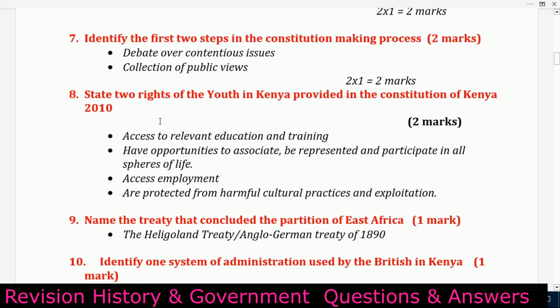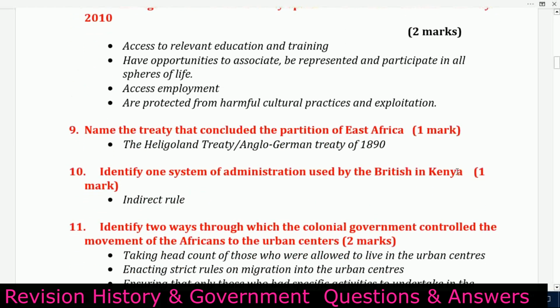Number 8, state 2 rights of the youth in Kenya provided in the 2010 Constitution of Kenya. That one, access to relevant education and training. Number 2, have opportunities to associate, to represent, and to participate in all spheres of life. Number 3, access employment. Number 4, and the last one, are protected from harmful cultural practices and exploitation.